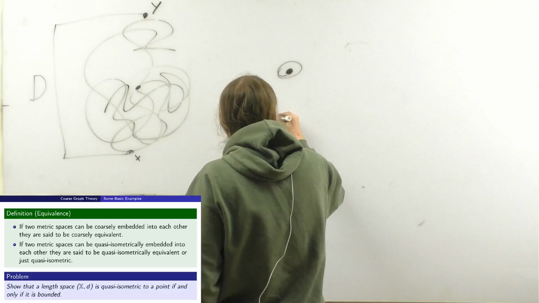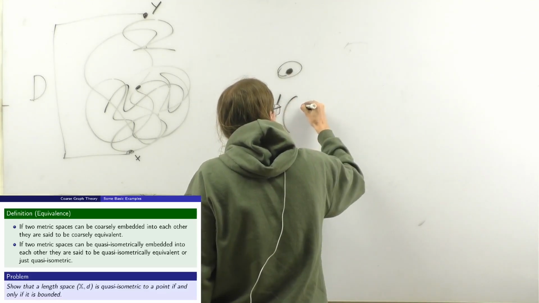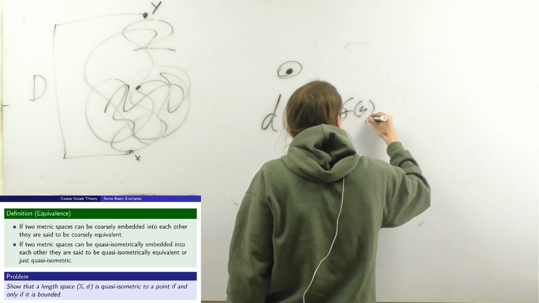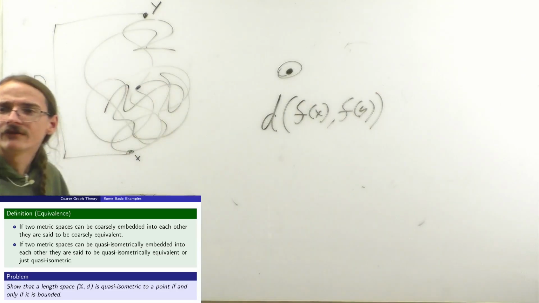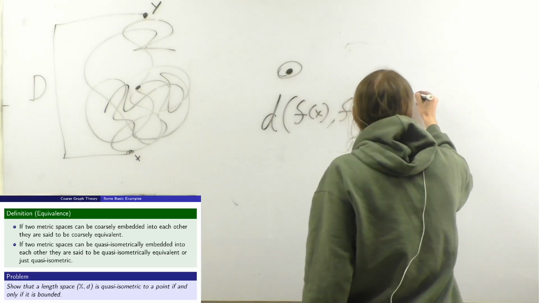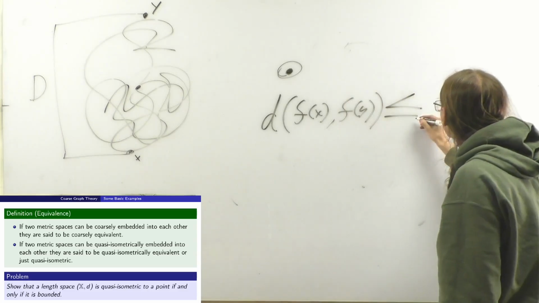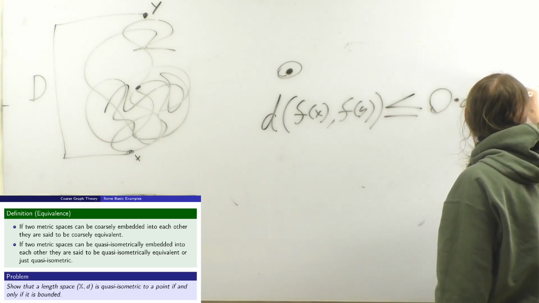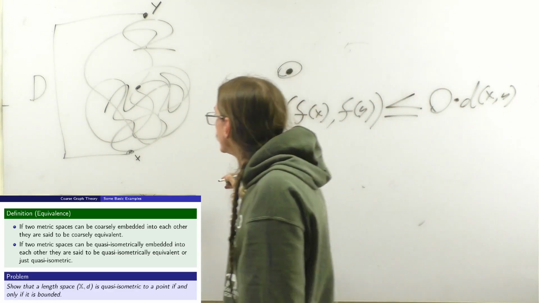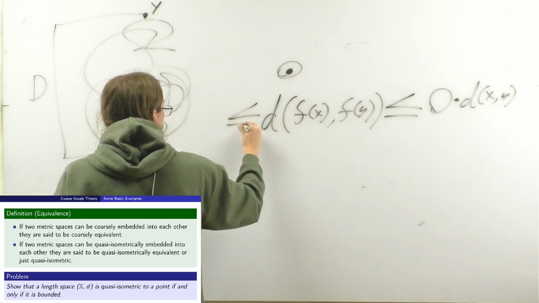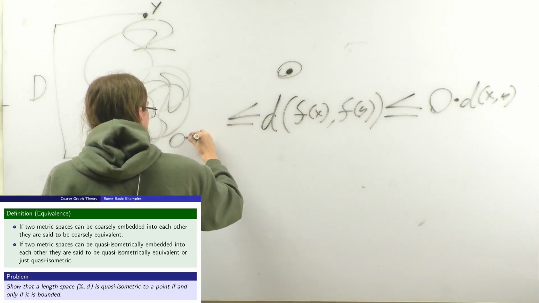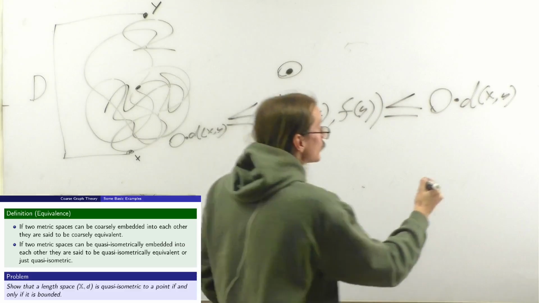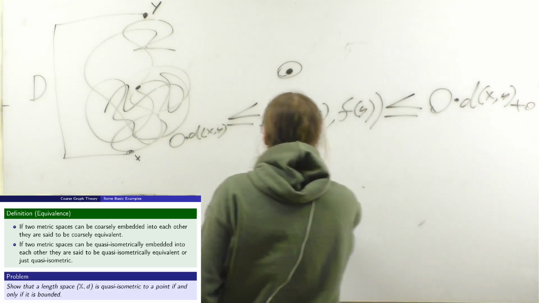So can I put a bound on the distance from f of x to f of y? Can I put bounds on that above and below? Yeah, it's going to be less than or equal to 0 times the distance from x to y. And it's also going to be greater than or equal to 0 times the distance from x to y. And just for the fun of it, I'm going to add a plus 0 and a plus 0.